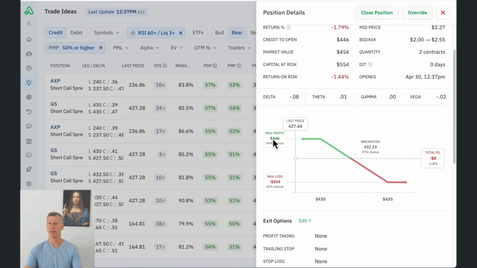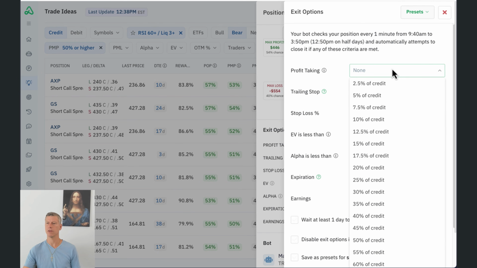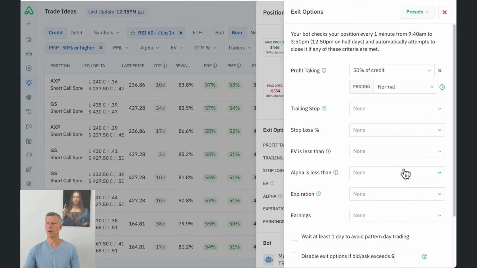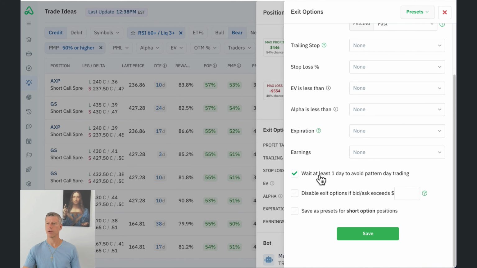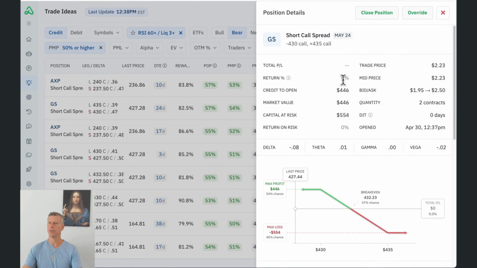So this position has a 446 max profit and a 54% chance of getting that, and a $554 max loss and a 40% chance of getting that. So it's basically like a coin flip. I'm going to go ahead and set my exit options here to 50% of the credit, since this one has a lower reward risk ratio. I'm also going to set the pattern day trading to wait 1 day. And that's it for this trade. So hopefully this will work out. I'll let you know in a future video.